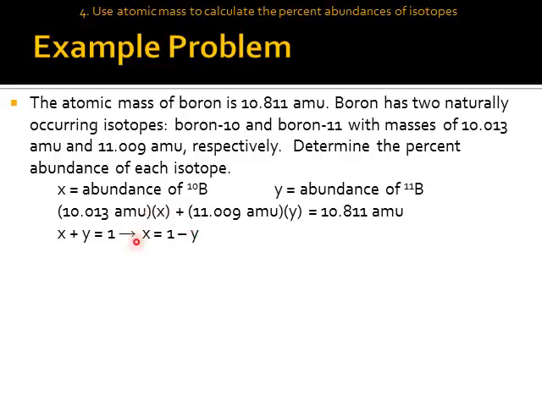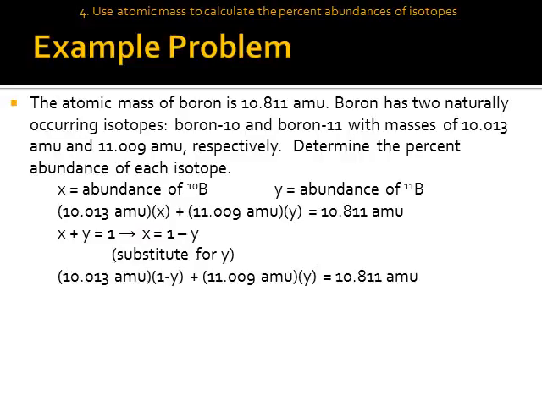So I'm going to substitute that into the equation for X. So instead of 10.013 AMUs times X, I'm going to have 10.013 AMUs times 1 minus Y. Actually, my notes here say substitute for Y. I should say substitute for X, because that's what I solved it for. So I've just substituted in. Now notice here I only have one variable. I just have Y in this. So all I need to do is solve this equation for Y.